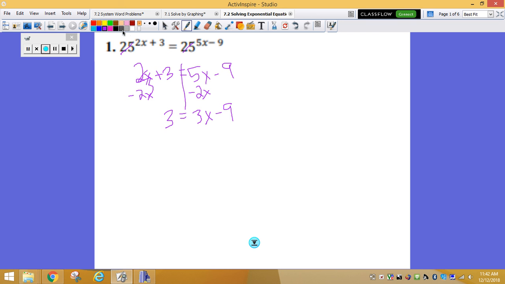I'm going to move my 9 over by adding 9. 3 plus 9 is 12. And then divide by 3. And 12 divided by 3 is 4. All right, so that's your answer. X equals 4. All right, let's do another one.